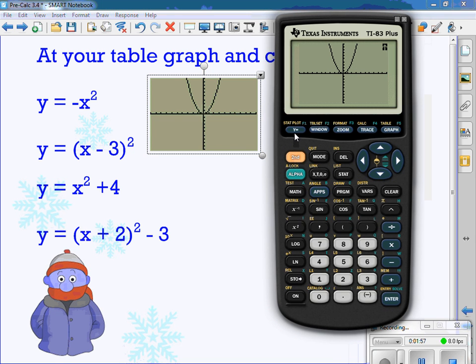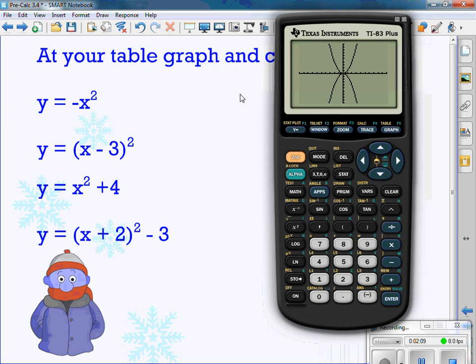If I have negative x squared, it is reflected over the x-axis. That's what you want to start getting into, is saying it's reflected over the x-axis. You can't really say flipped. Yeah, you can really say upside down, that's okay, because I could flip it in any direction. What happens for this one?